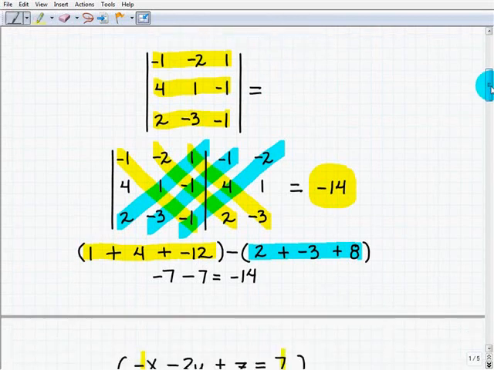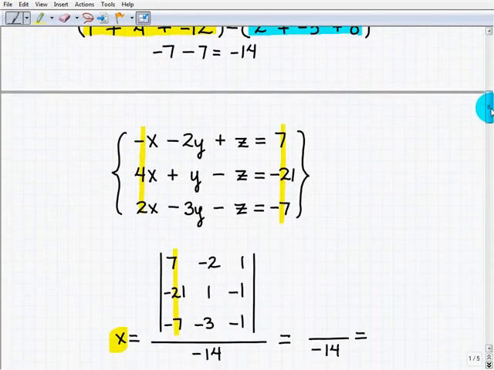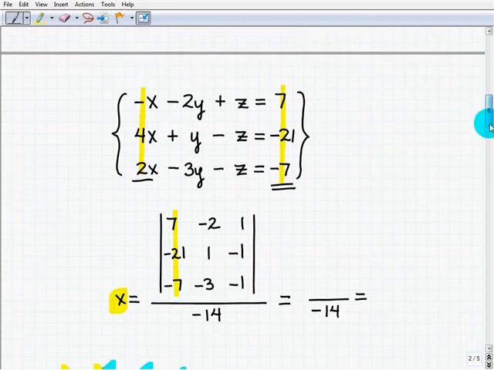Let's move down. Now just as we did with the 2x2 systems, when we want to solve for a particular variable, we replace that variable's coefficients with the constants. This is why it's really important that you understand how to use Cramer's rule with 2x2 systems. So let's replace this -1, 4, and 2 with 7, -21, and -7. You can see how that's all set up, and the rest of our coefficients are the same. The y's haven't changed, and neither have the z's.